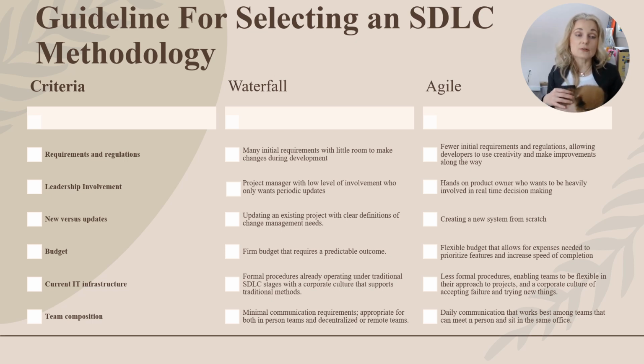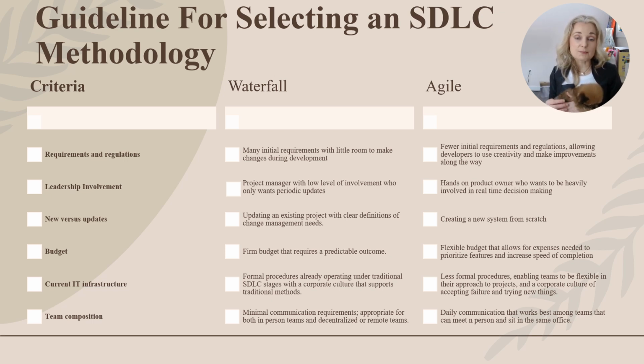In terms of leadership involvement, you have project management with a low level of involvement who only wants periodic updates. Whereas with agile, you have this hands-on product owner who wants to be heavily involved in real-time decision-making and constantly receives feedback. New system versus update. With the waterfall, you're updating an existing project with clear definitions of change management needs. Whereas with agile, you can create a new system from scratch.